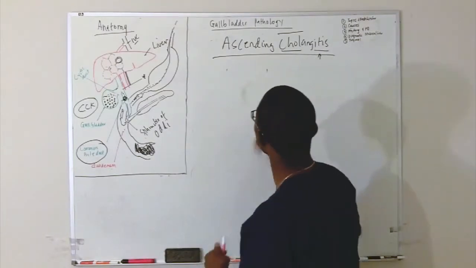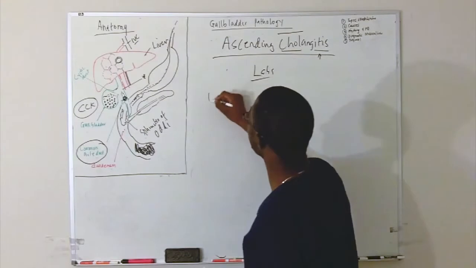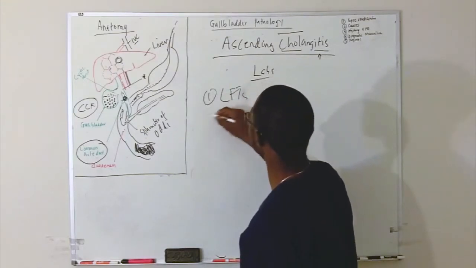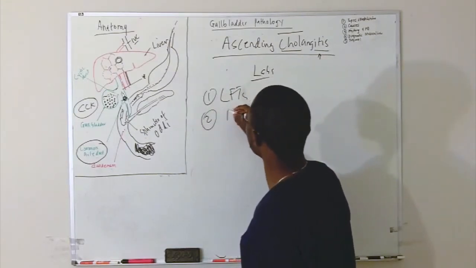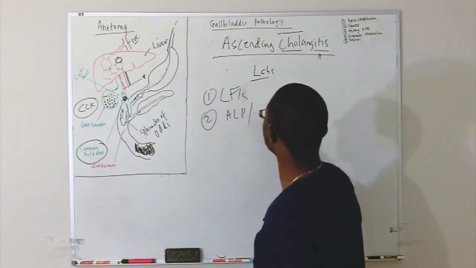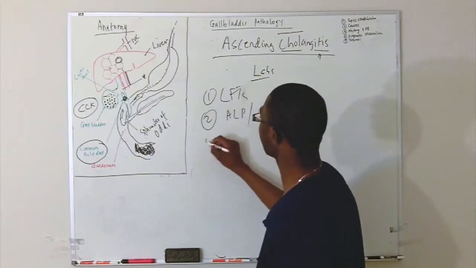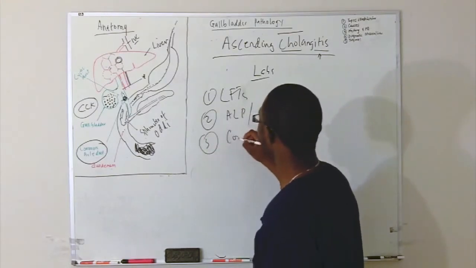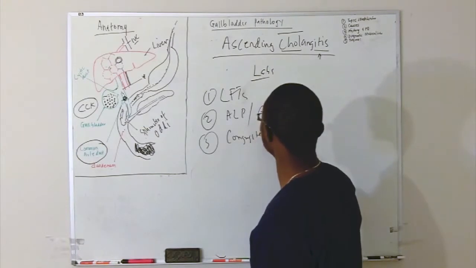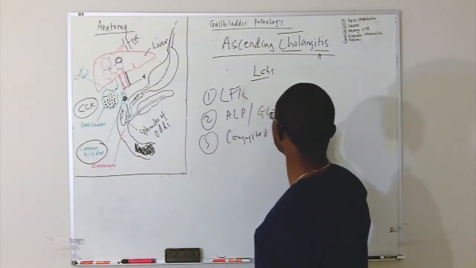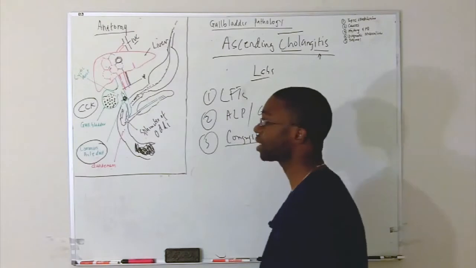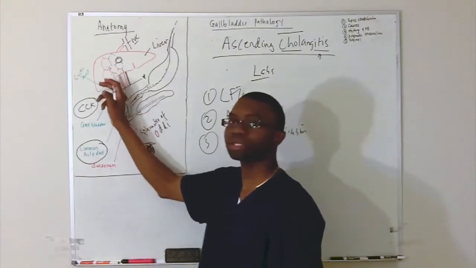Right? Lab-wise, LFTs, we get alkaline phosphatase, and we get a GGT. Conjugated bili, and if you don't know why we're saying it's conjugated, because the liver already processed it.